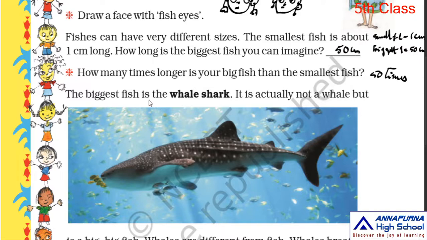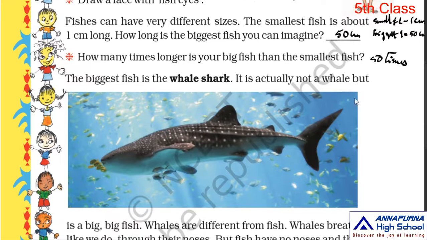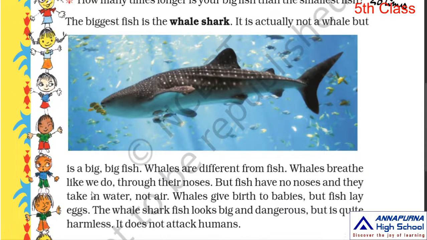Now, the biggest fish is the whale shark. It is actually not a whale, but is a big fish. Whales are different from fish. Whales breathe like we do through their noses. Just like human beings, whales breathe air only through their noses.